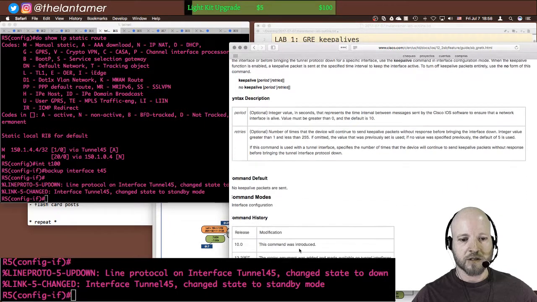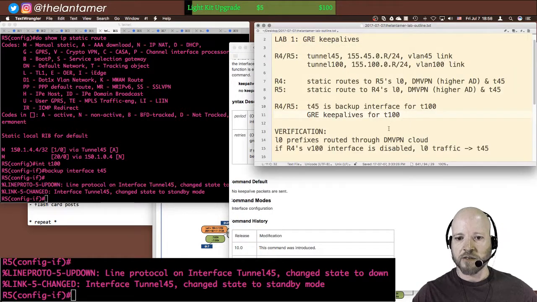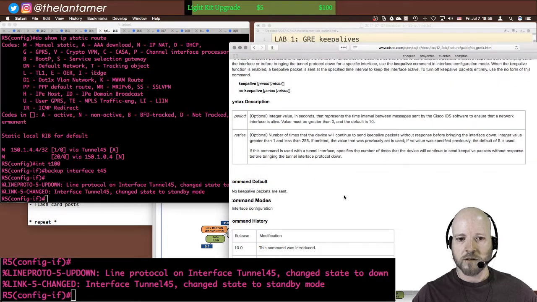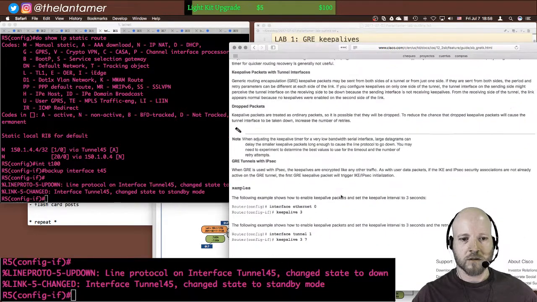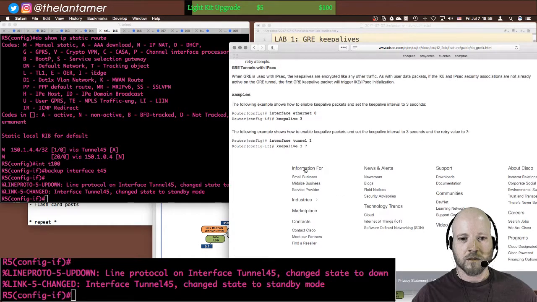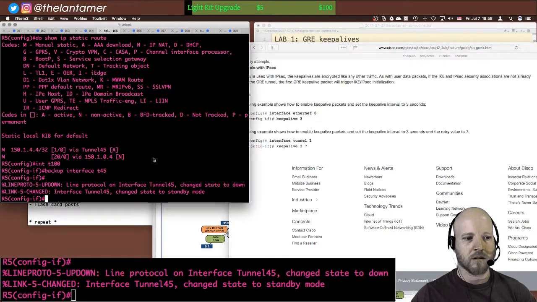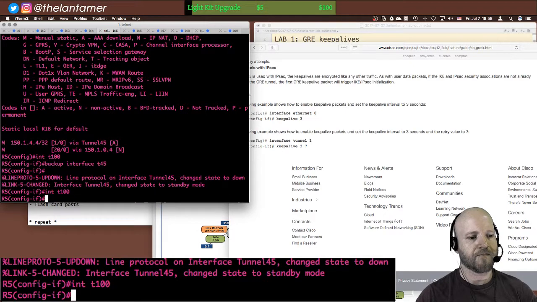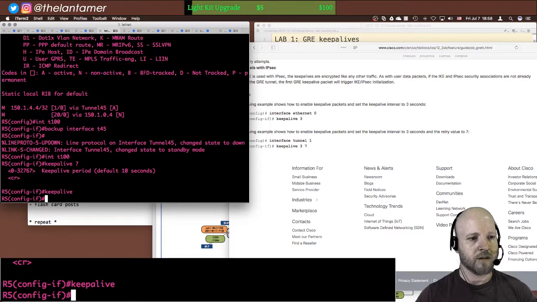Yeah, I think we're just going to do, it's not asking us to change the values here. So keep alive. Wait, interface tunnel 100. Yeah, we're just going to go with the defaults.